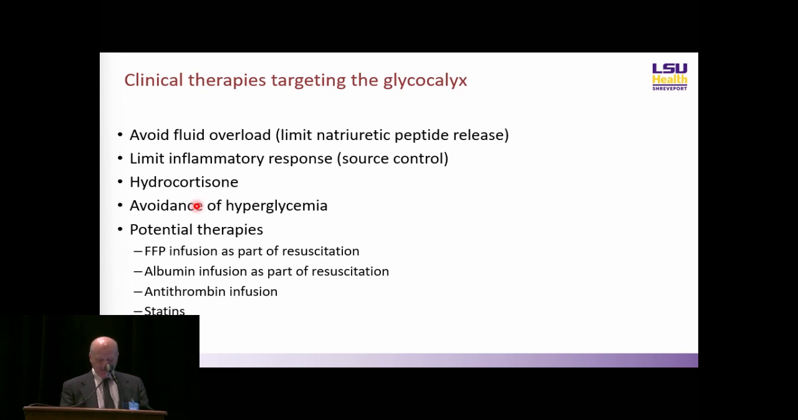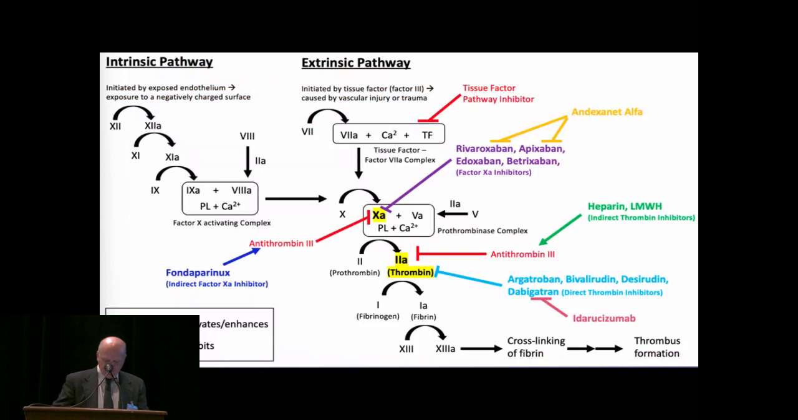Don't know. Limiting inflammation through the use of corticosteroids, and also other potential therapies I've listed here, including using FFP as part of resuscitation, which is now done routinely in trauma patients, or the use of albumin in resuscitation of other critically ill patients. Okay, I'm going to jump now to the coagulation pathway.